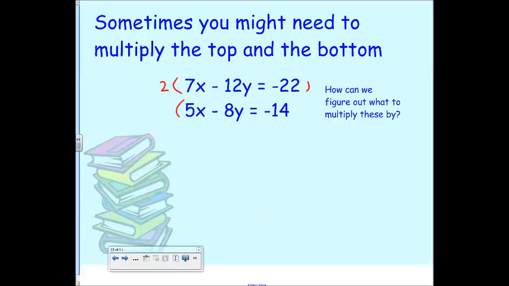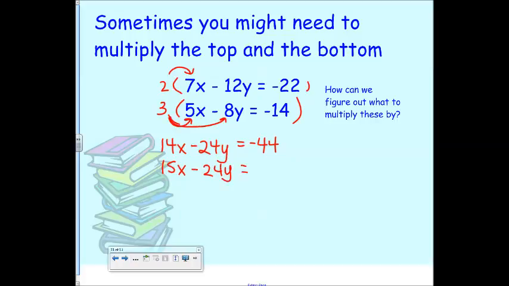So what's my new top equation? 14x minus 24y equals negative 44. Great job. All right, and on the bottom, I'm multiplying by 3. So what's 3 times 5? 15x minus 24y equals, what's 3 times 14? 42. So negative 42. All right, can I eliminate right now, or do I have to change my signs? Change your signs. So this becomes negative, this becomes positive, and this becomes positive.